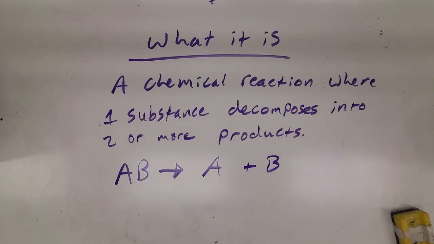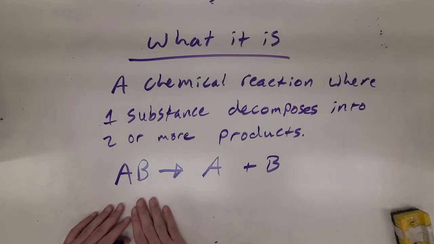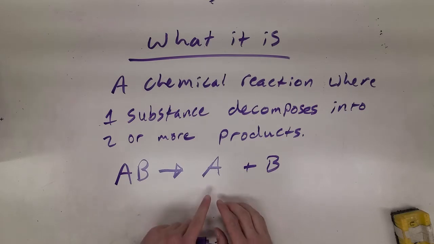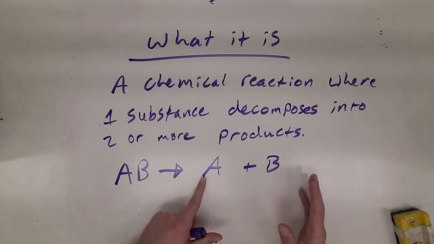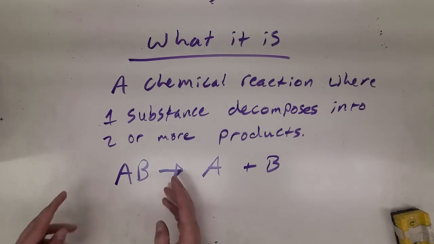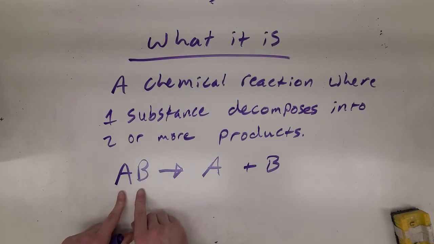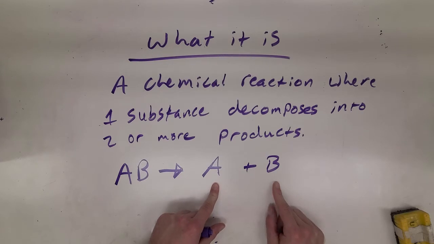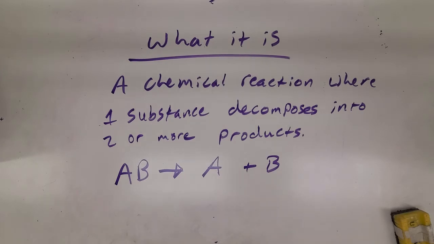Okay, to briefly summarize, a decomposition chemical reaction is just a chemical reaction where one substance decomposes into two or more products. This is just the reverse of the synthesis chemical reactions, where instead of going A plus B, whatever those elements were, combining in a chemical reaction to form one product, we are going from that one product into two different substances.